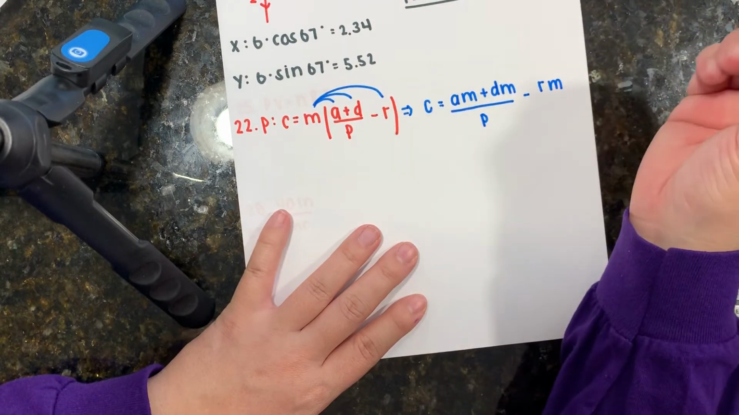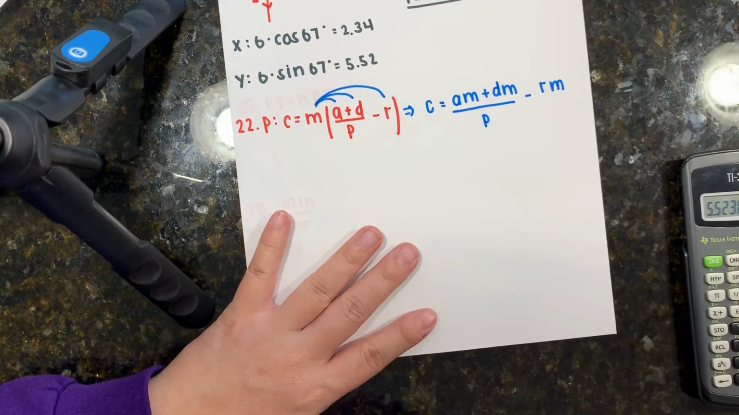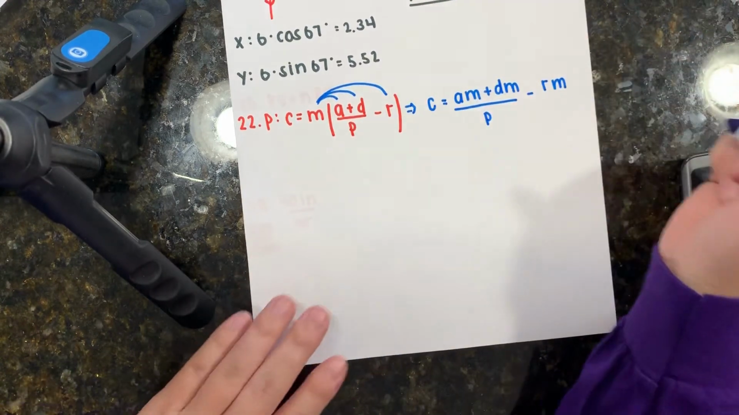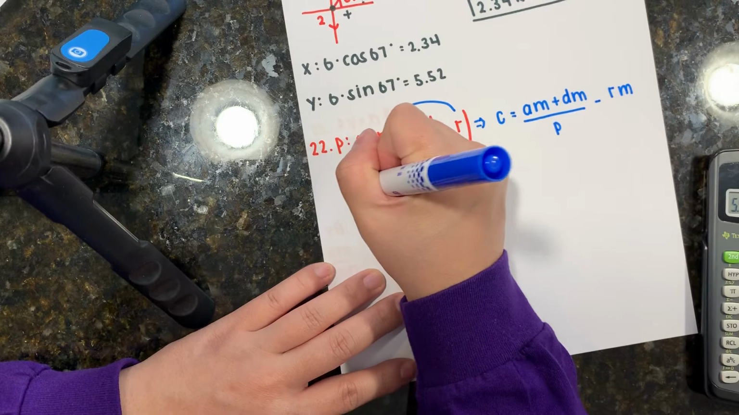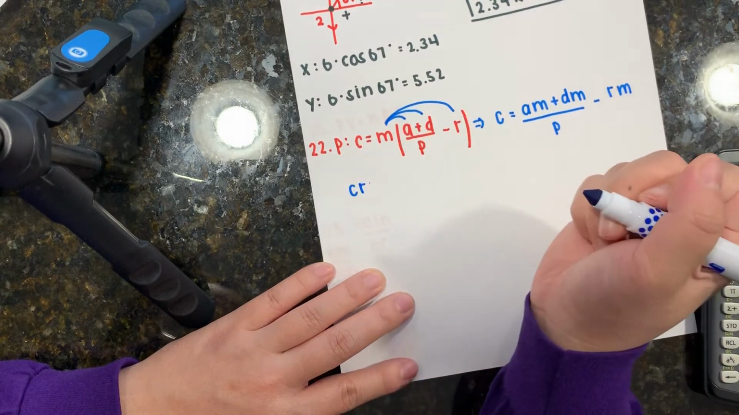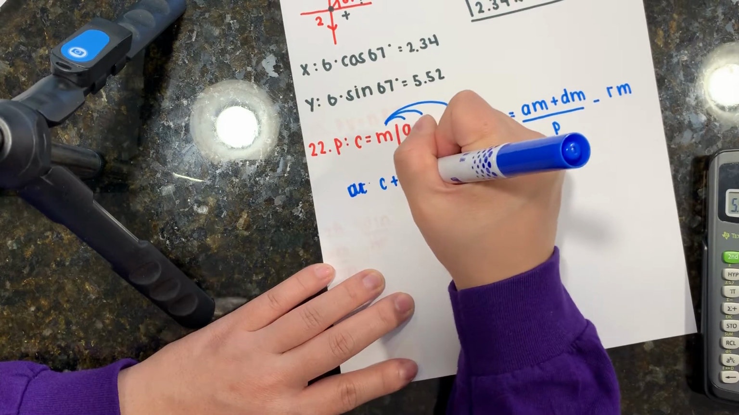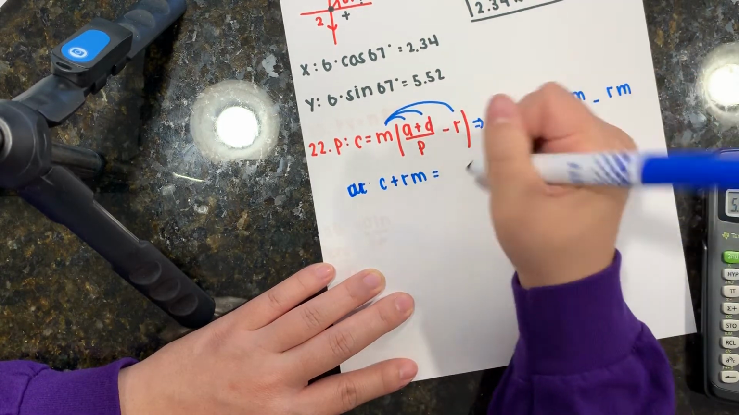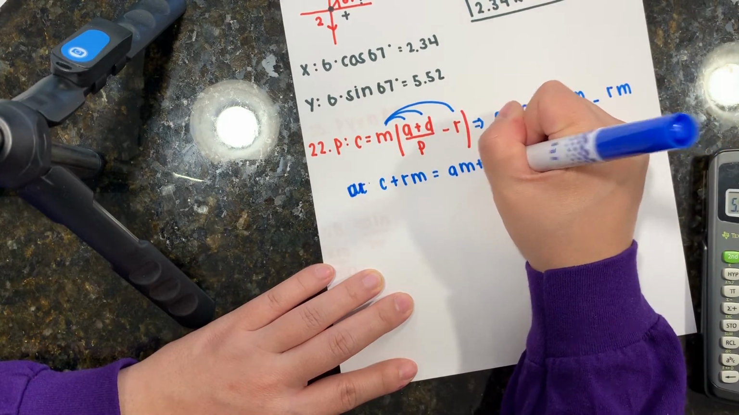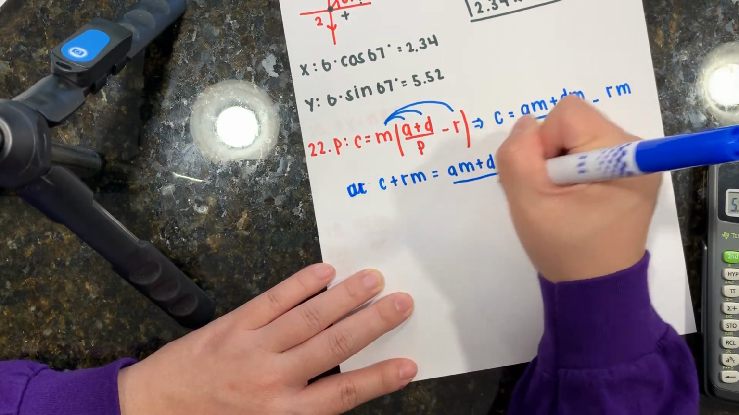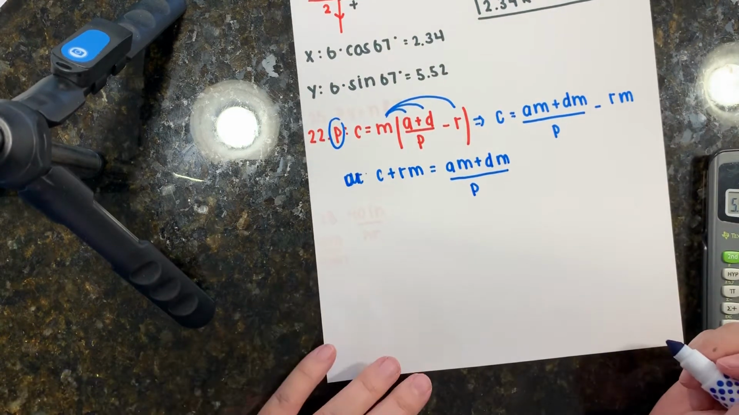What I'm going to do is, well, actually, I can just move this RM to the other side by adding it. So that would be C plus RM equals AM plus DM all over P. Because I'm trying to solve for P, so I'm trying to isolate the P.